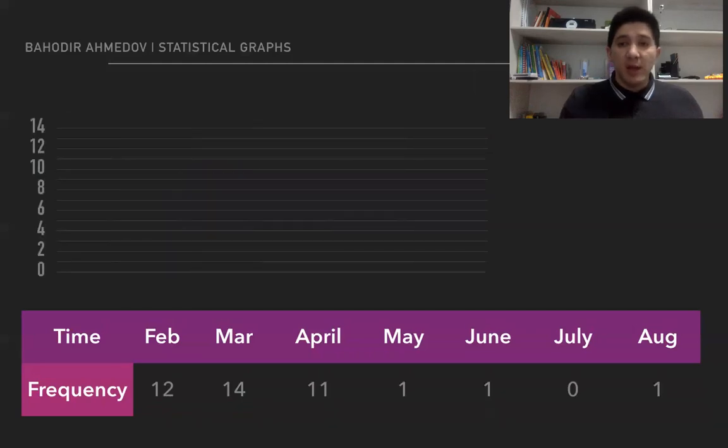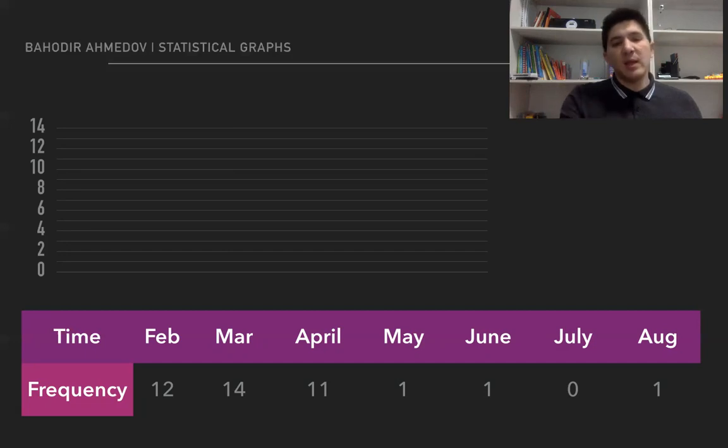Good. So another type of graph which we use to understand the distribution, the shape of the distribution of the data points, is called the dot plot. Previously we used two different types of graphs to understand the distribution. One is called the histogram, another one is the frequency polygon. So this one is called the dot plot.